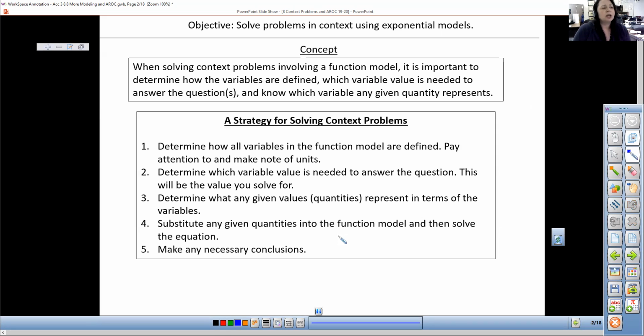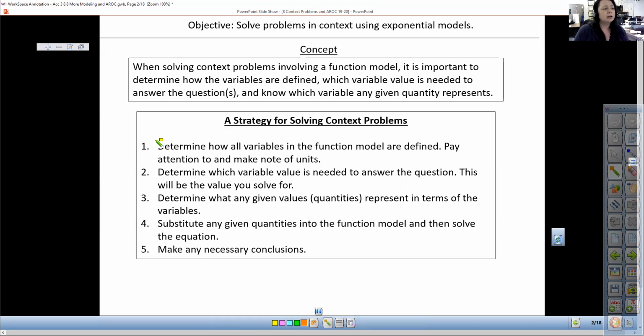This shares some strategies to help with solving different types of context problems. Be aware of how all the variables in the function are defined. What does the independent variable represent? What does the dependent variable represent? Independent being like x, dependent being like y. Make a note of the units, because we've seen some problems before where the quantity that we're given needs to be converted to match the units of how the variable is defined.